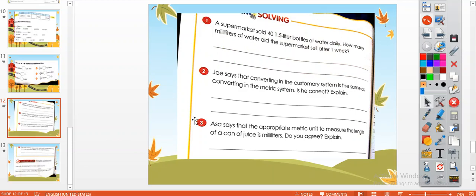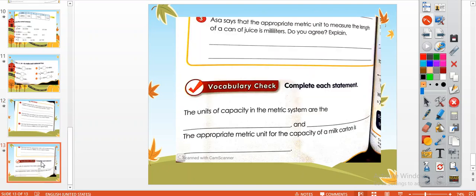Finally, to the vocabulary check here. The units of capacity in the metric system are the liter and the milliliter, and the appropriate metric unit for the capacity of a milk carton is, yes, a liter.